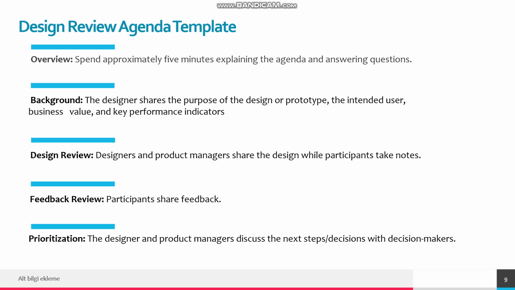In the background, the designer shares the purpose of the design or prototype, the intended user, business value, and the key performance indicators. In the design reviews, designers and product managers share the design while participants take notes. In the feedback review, the participants share their feedback, their thoughts. In the last session, the designer and product managers discuss the next steps and decisions with decision makers. Who are these decision makers? We will see.